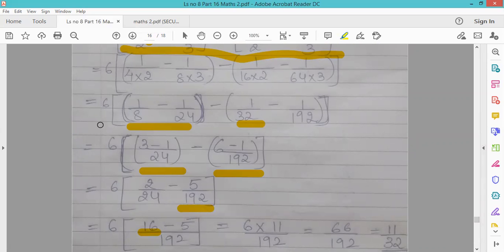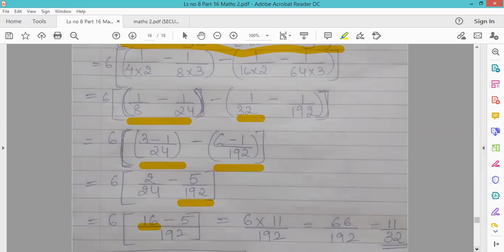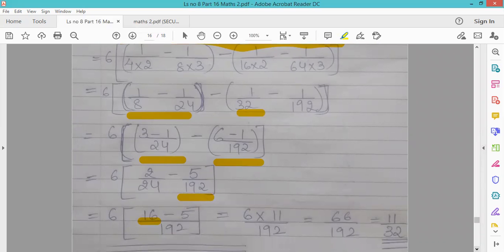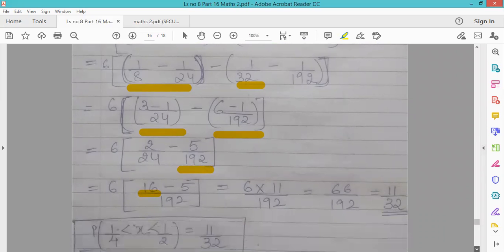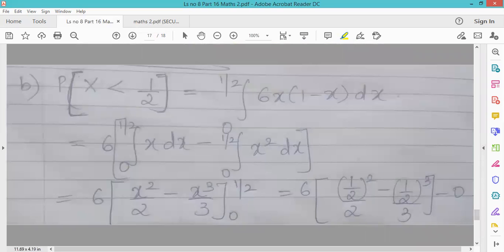16 minus 5 you get 6 into 11. 6 already ऊपर से ही आ रहा था. Continuous. So 6 into 11 upon 192 you get 66 upon 192, which is nothing but on reducing you get 11 by 32. 6 के table से cancel किया है. So probability of 1 by 4 less than x less than half is 11 by 32.